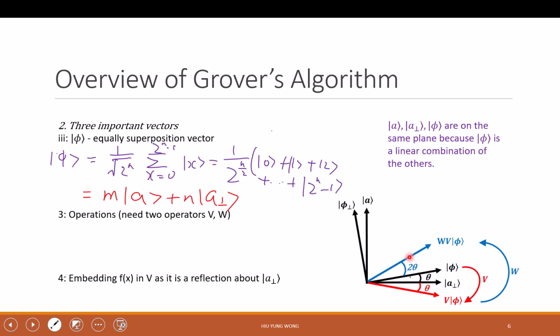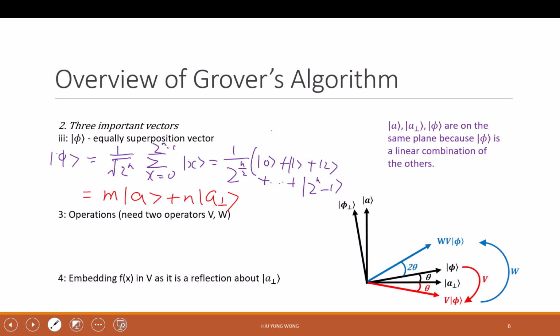Why we do that, we discuss later. But just let you know that we have V and W. One is flipping about A perpendicular, another is flipping about phi. And then you will keep applying it to bring this vector closer and closer to A. And if you reach A, then it means you find the answer, because the answer is A. And it turns out, and we are going to prove it, that it only needs square root n time to do this operation.